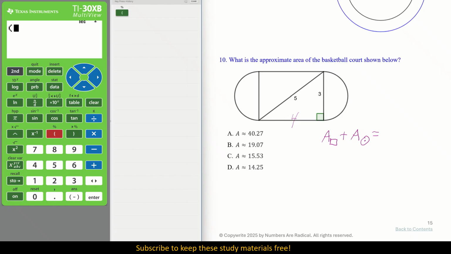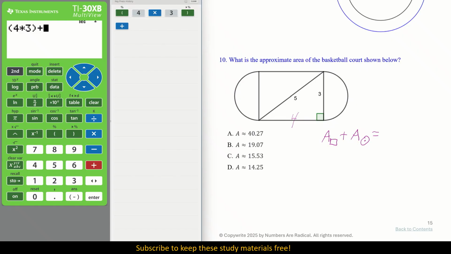So in parentheses, I'm going to do the area of the rectangle. Well, that's 4 times 3. Close that parentheses and add. Now, what would the area of the circle be? Now, hang on a second. You're going to say, wait a minute. I don't see a circle. I see 2 half circles.